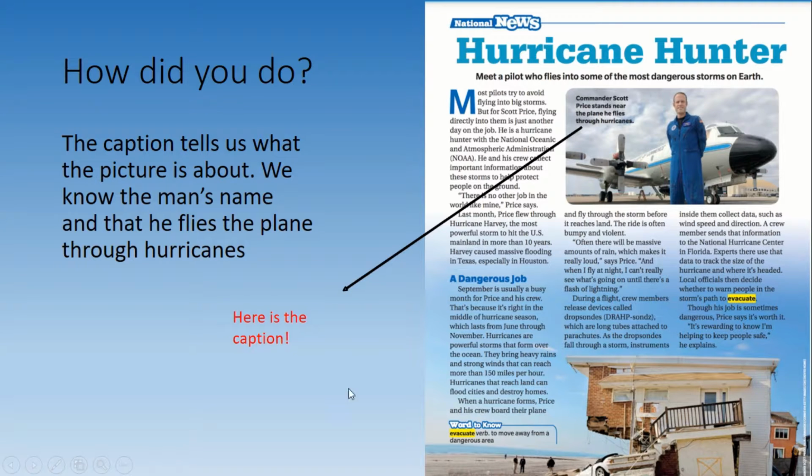We do have another picture on here. So if you looked at this picture, that's okay too. This picture will show us what a home looks like after a hurricane. But this one does not have a caption.